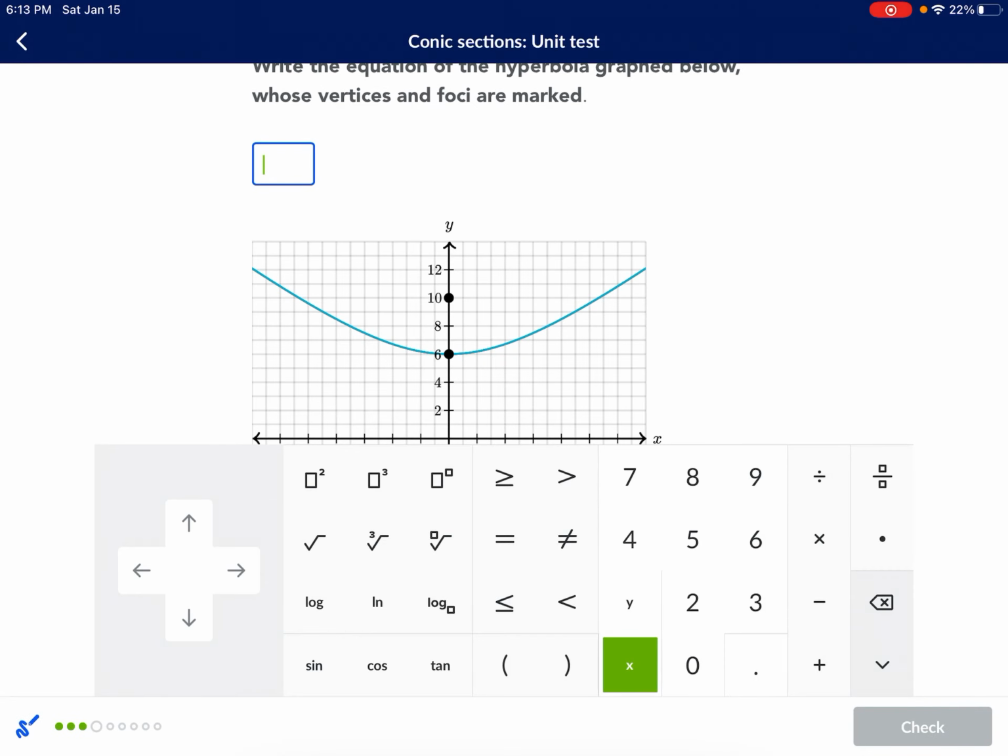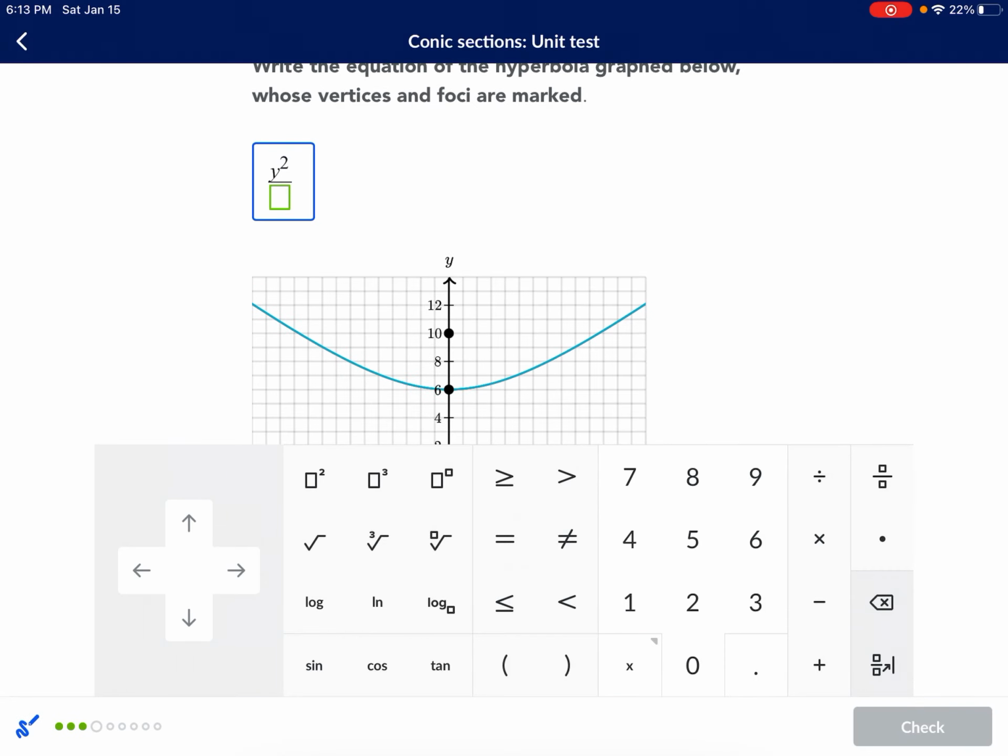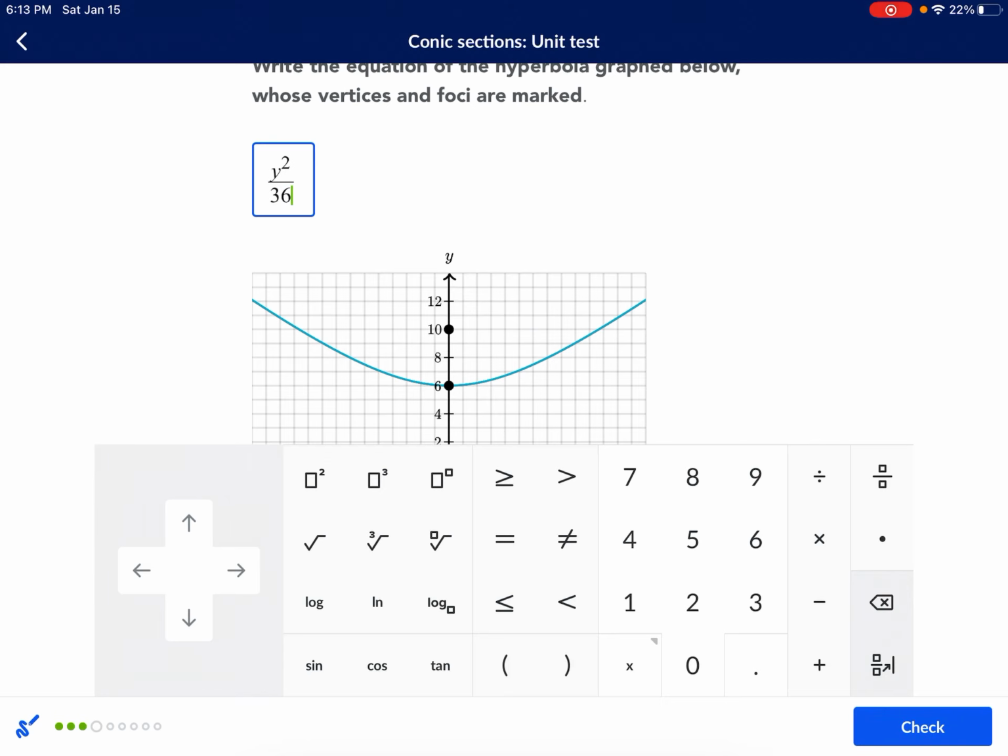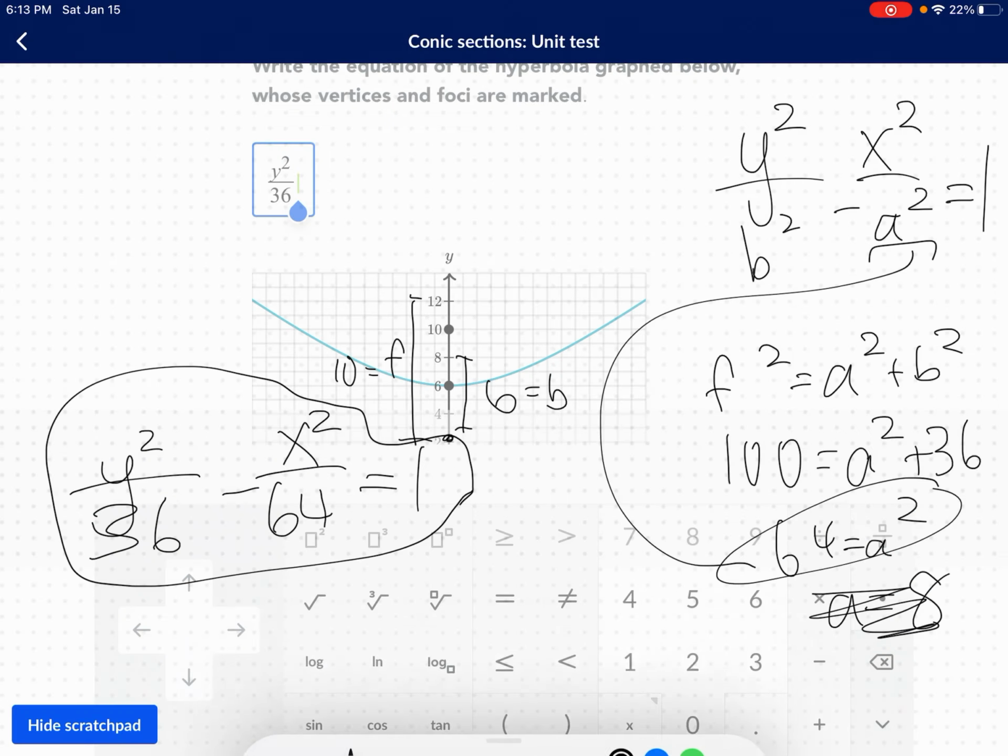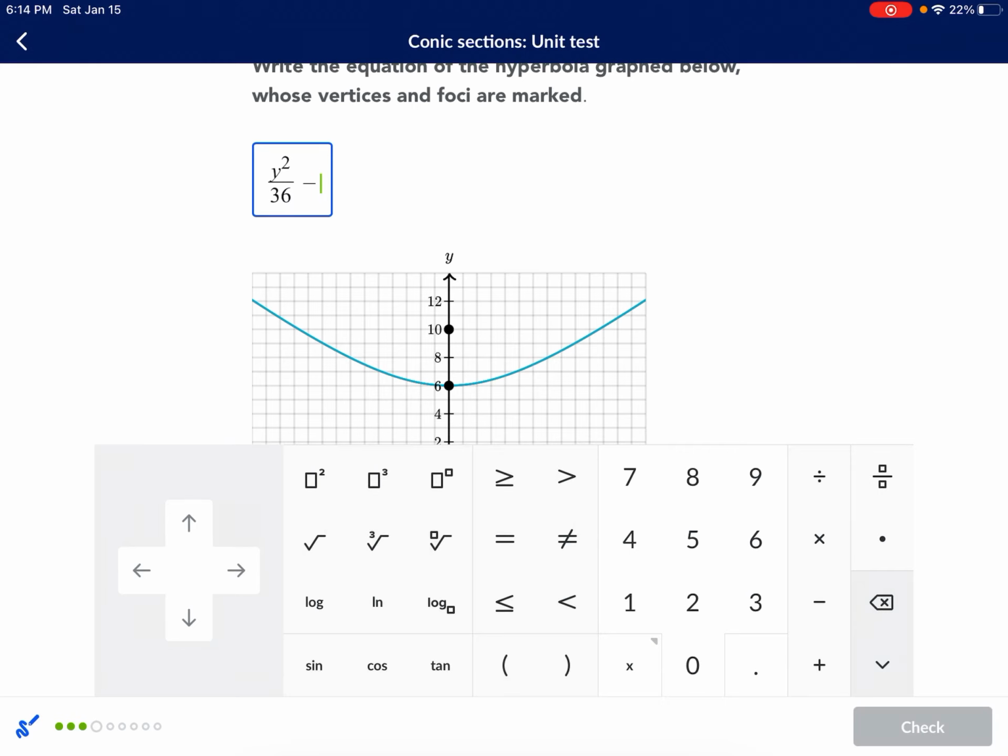y squared over 36 minus x squared over 64 equals 1.